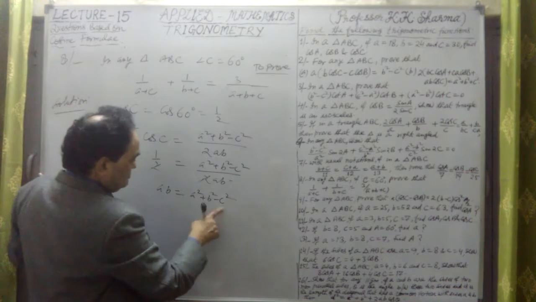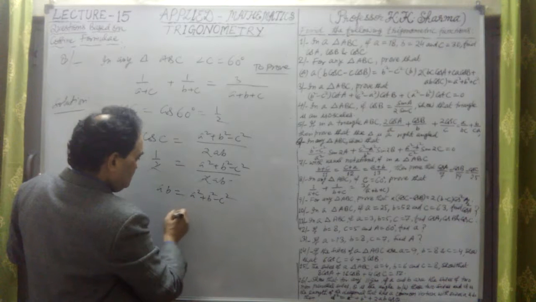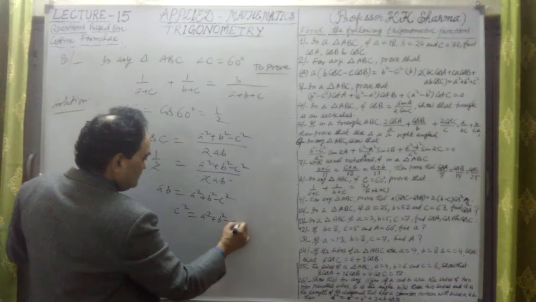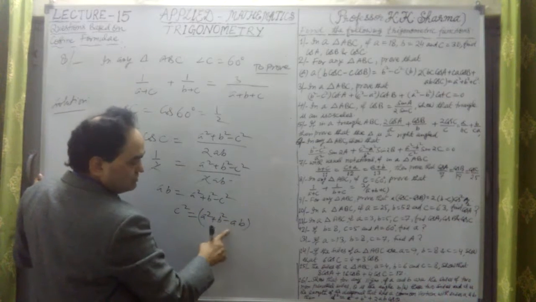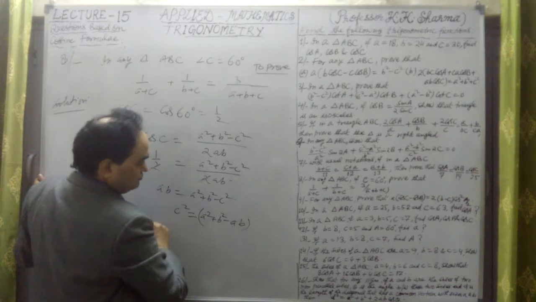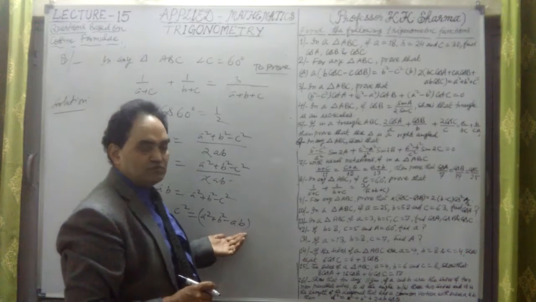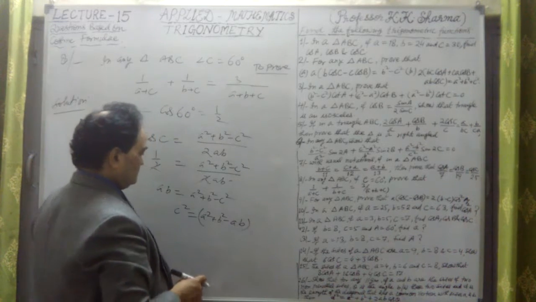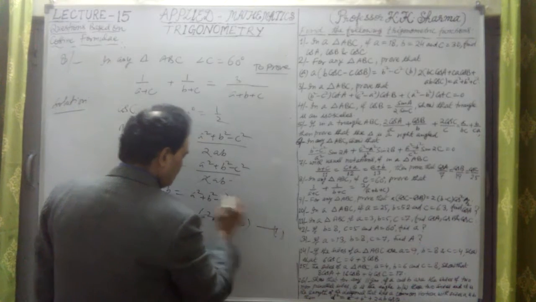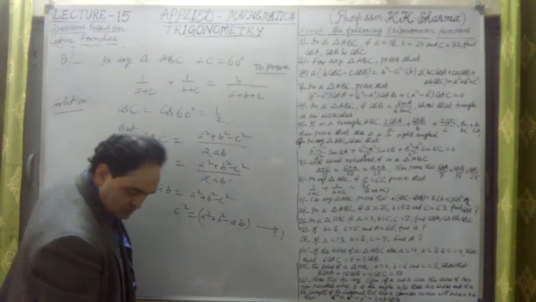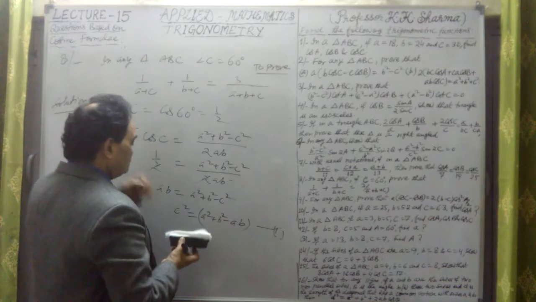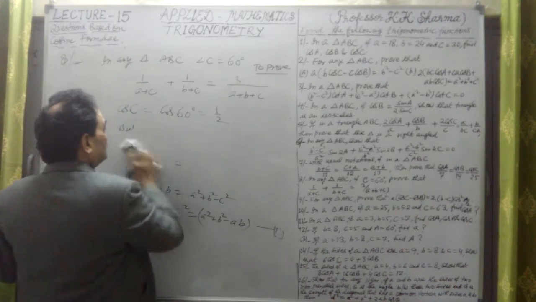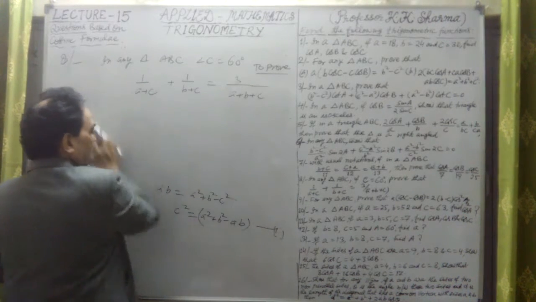So we can say that C square is equal to A square plus B square minus AB. In place of C square we can substitute this value. Now let us solve this. So this is one result which we have obtained from the given condition: cos C is 1 by 2, that's cos 60 degree. This value we have to apply.